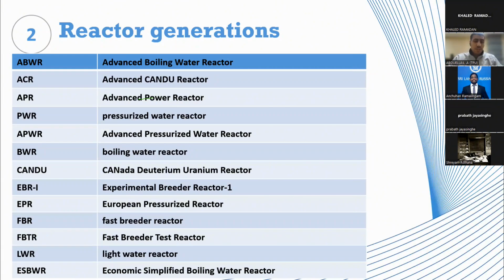So here we have some familiar types of reactors: the advanced boiling water reactor, advanced CANDU reactor, advanced pressurized water reactor. The main types are the PWR, pressurized water reactor, and BWR, boiling water reactor, and some reactors are listed under these two main reactors.